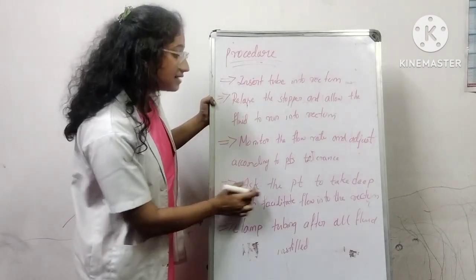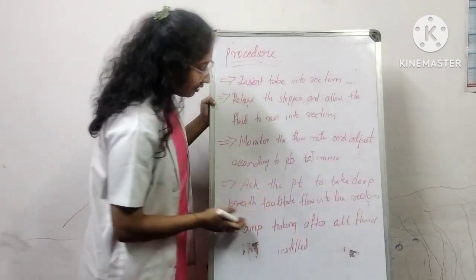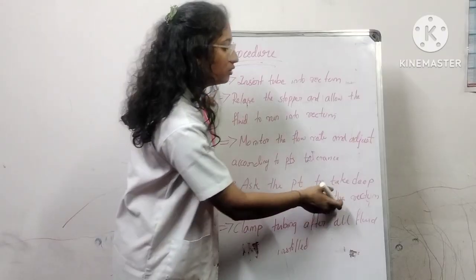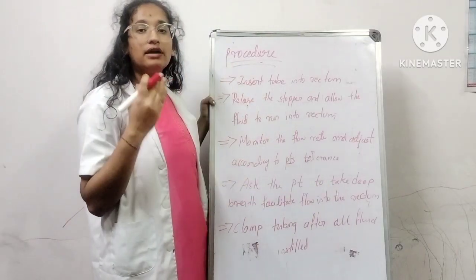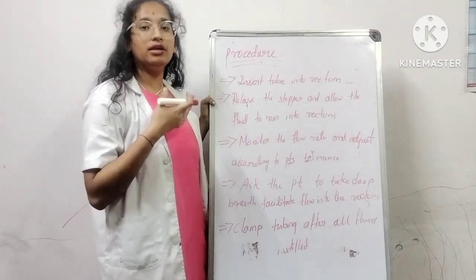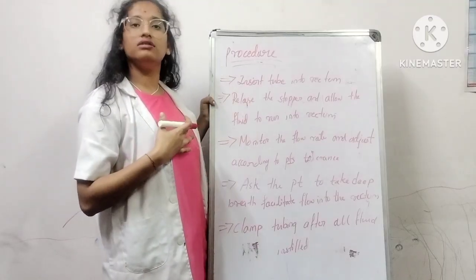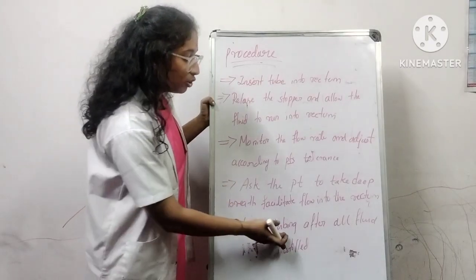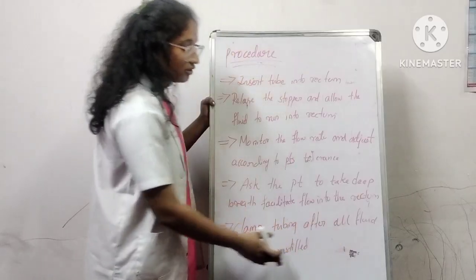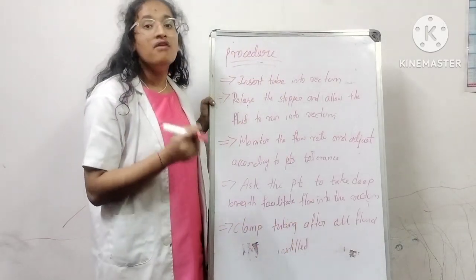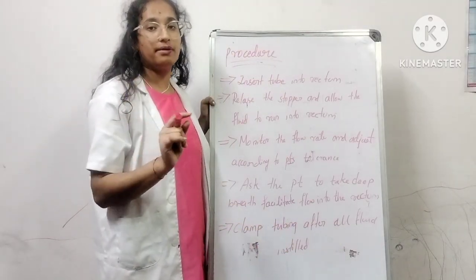Then ask the patient to take a deep breath. It facilitates the flow into the rectum. So we have to advise the patient to take a deep breath, because when the patient takes a deep breath it will increase the flow rate. Then clamp the tubing after all the fluid is instilled. So after fluid instillation, we have to close the stopper.